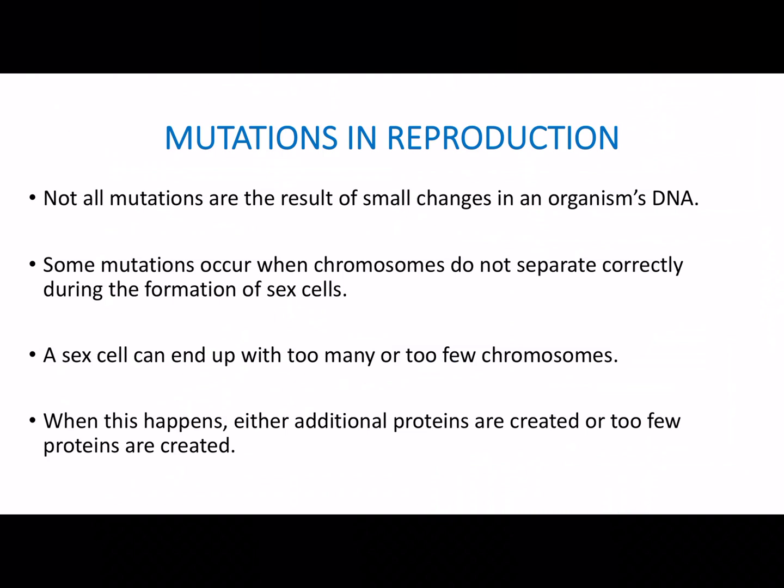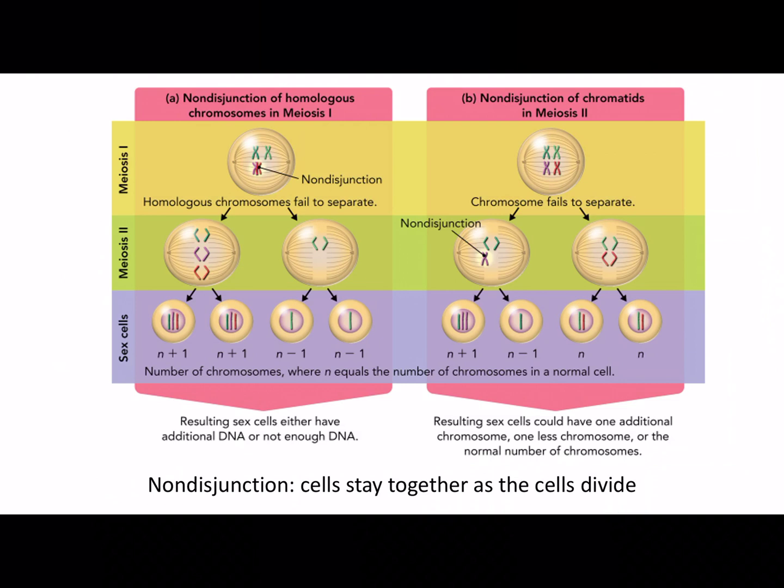Mutations in reproduction. Not all mutations are the result of small changes in organisms' DNA. Some mutations occur when chromosomes do not separate correctly during the formation of sex cells. A sex cell can end up with too many or too few chromosomes. When this happens, either additional proteins are created or too few proteins are created. This is called non-disjunction, where the cells stay together as the cells divide.